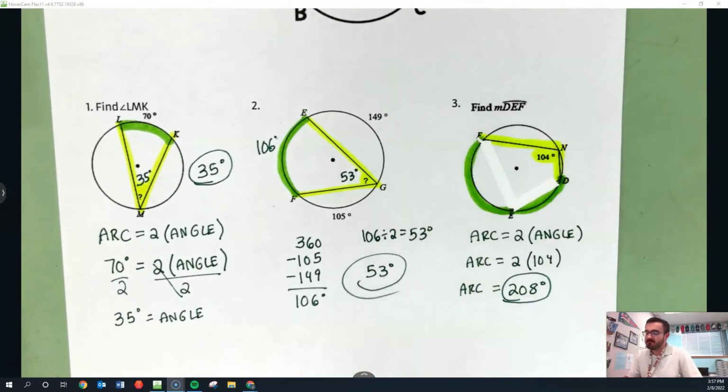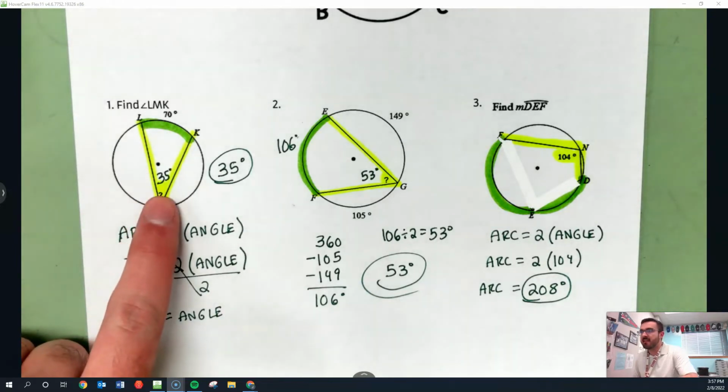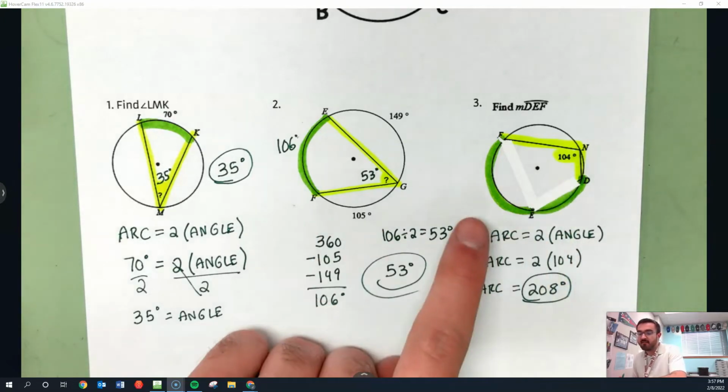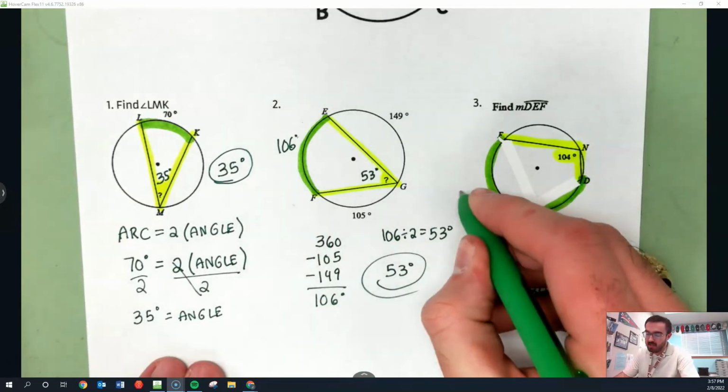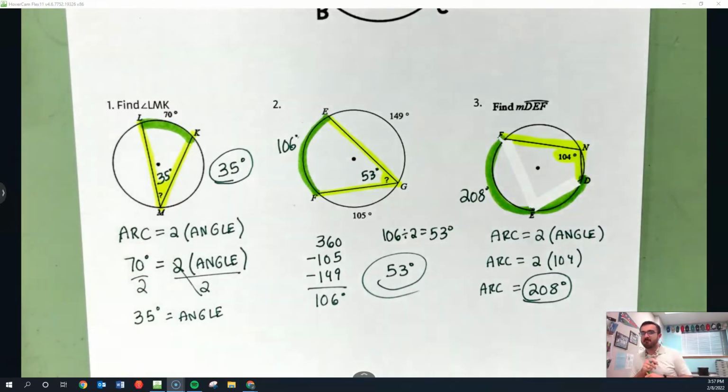Okay, so bottom line, if they give you the arc and you're trying to find the angle, divide by 2. All right? If they give you the angle and you're trying to find the arc, multiply by 2. Hopefully you get that pattern by now. It's very critical. We're not going to do a lot of examples of that anymore. So hopefully you feel good about that.